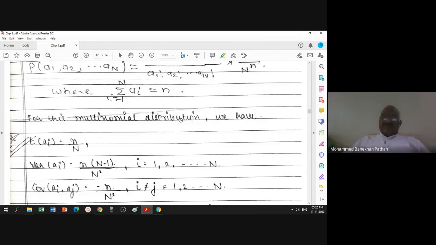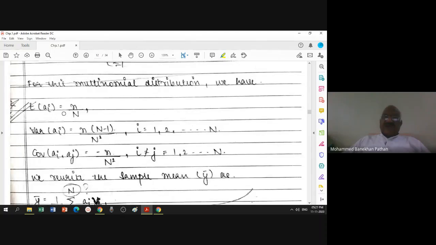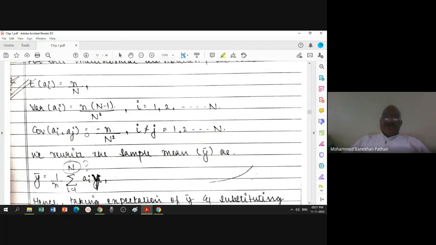For this multinomial distribution, we have the expected value of a_i as n upon N. Variance of a_i is n(N minus 1) divided by N square, i = 1 to N. Covariance of a_i, a_j is minus n divided by N square if i is not equal to j. All of this is a result of the multinomial distribution.